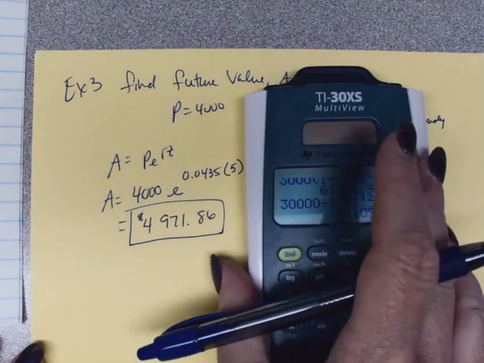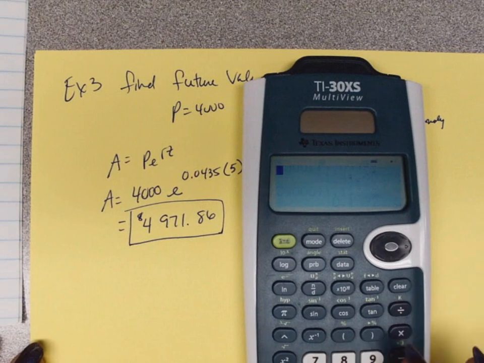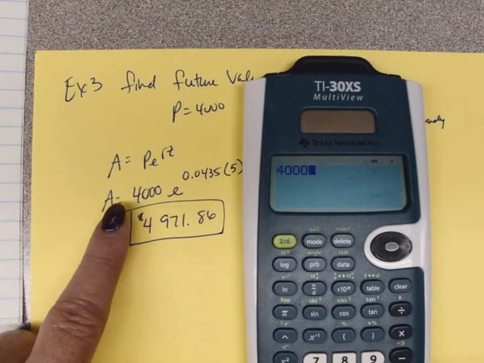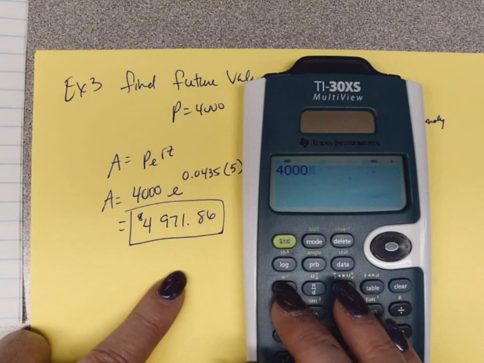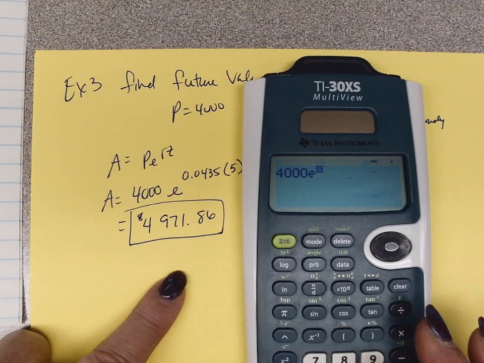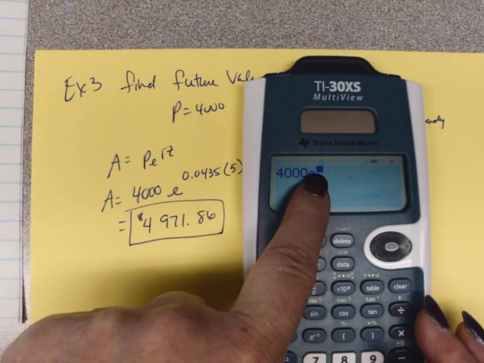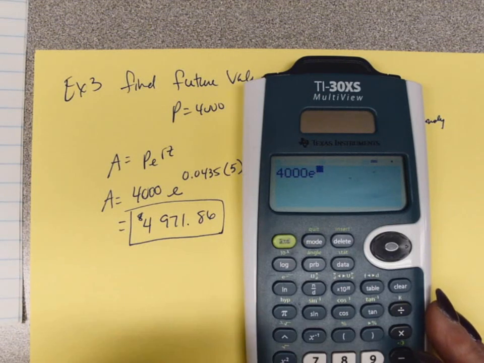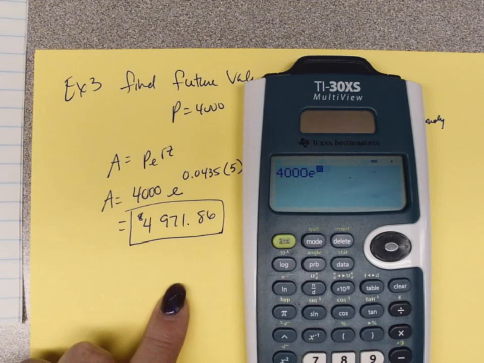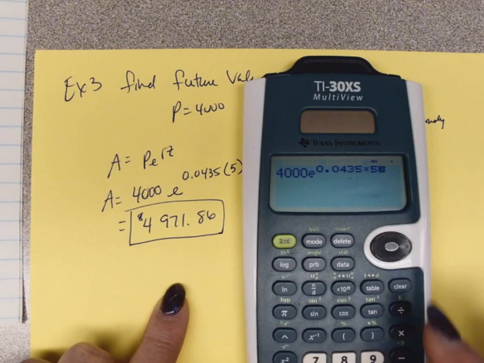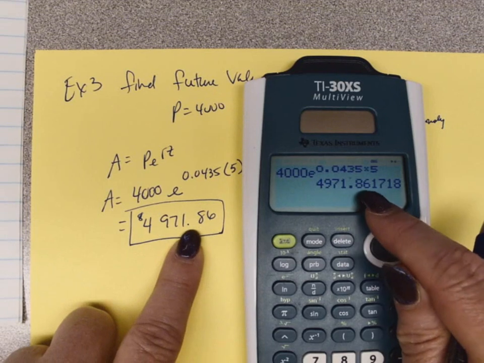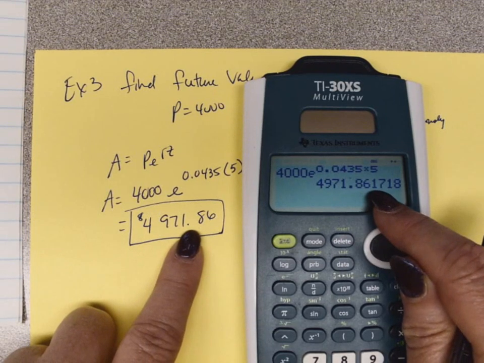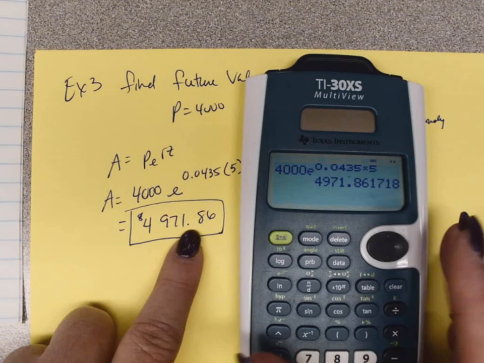So again, how do you put that in your calculator? Because this one's a little bit different. We're going to put our 4,000, do the second e to the x is what we're looking for, so the LN button, and that gets us our box on my calculator. You might have parentheses, and then we'll put 0.0435 times 5, and then hit enter. And we get 4,971.86. The one after the 6 tells us we do not round up, it just stays at a 6.